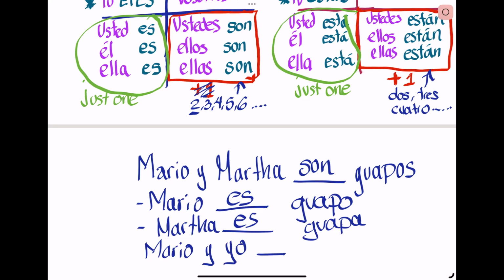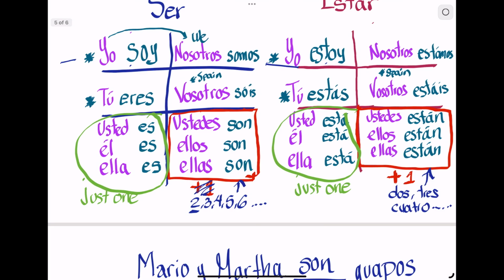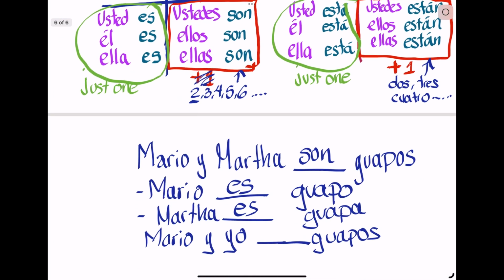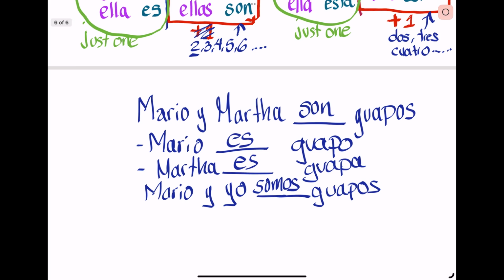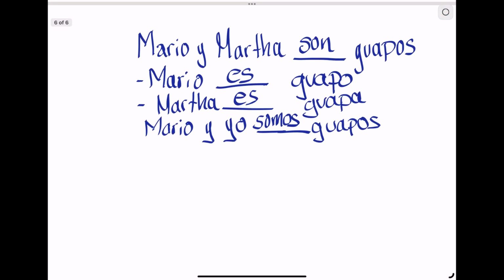Then Marta y yo. Be careful. Even if it's multiple people, including me, it's the only time you are going to go to the top when including you and more. It will be nosotros o somos or estamos. That you have to decide, depends of what you're talking about. But we're still talking about characteristics of descriptions, so it will be somos. You are doing great.